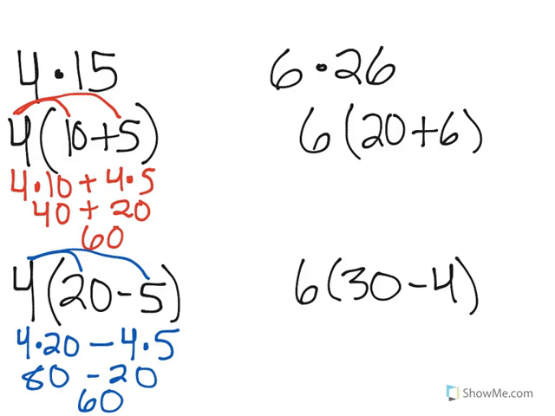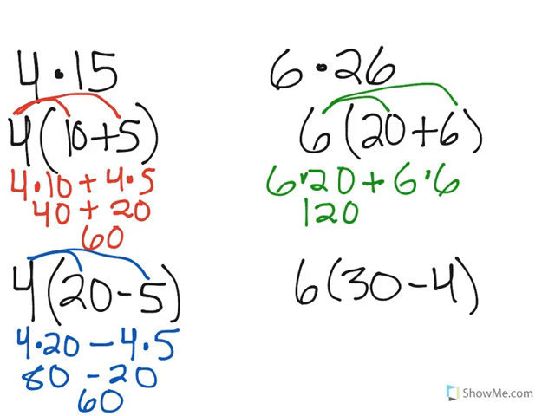Now let's do it again for the ones on the right. If you haven't done them, maybe try them on your own first. So 6 times 20, 6 times 6, and the 6 times 6 are both positive, so I'm going to put a plus sign there. 6 times 20 is 120, 6 times 6 is 36. We're adding those together, 120 plus 36, so that's 156. So that means 6 times 26 is 156.